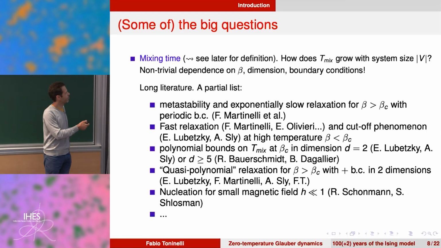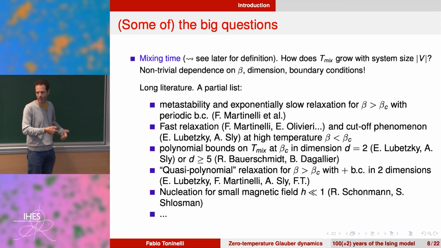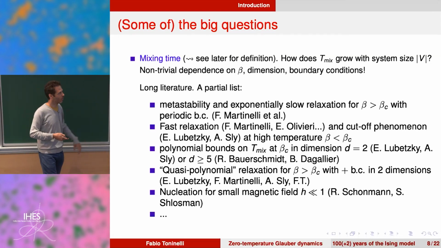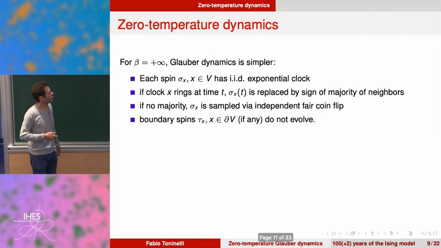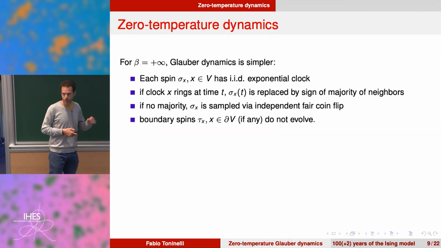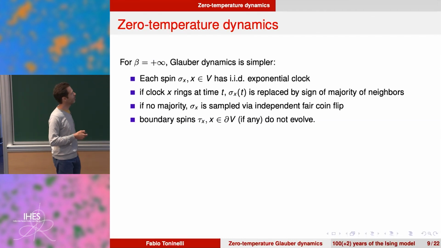But this was huge, a huge technical pain even to get a quasi-polynomial bound. Anyway, so it's nice to move now to zero temperature. The process becomes much cleaner, still highly non-trivial, but much cleaner.